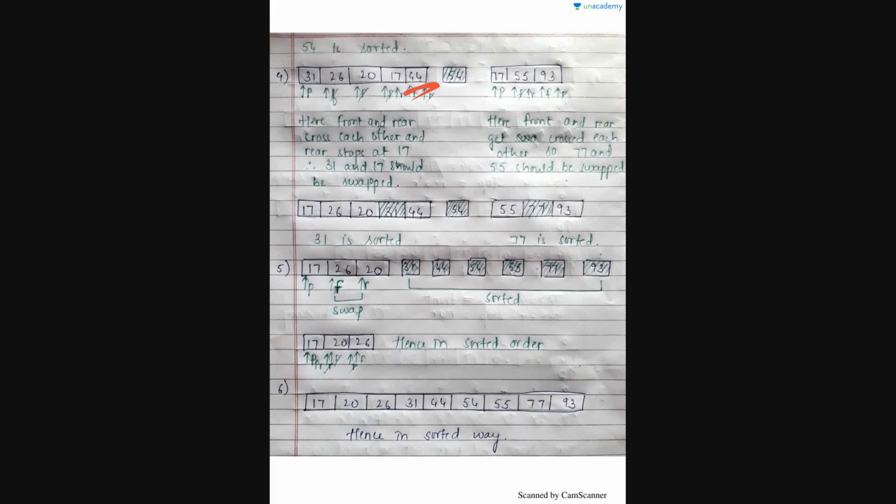Now the rear side should be started. For R, 44 is not smaller than 31, so decrement again. 17, yes, it's smaller than 31, and the situation over here is R crosses F. So the pivot element will come into the position of R, and R's element will go into the pivot element's array position. So 31 will be placed in the 17's position and 17 will be placed in 31's, and 31 becomes sorted over here.